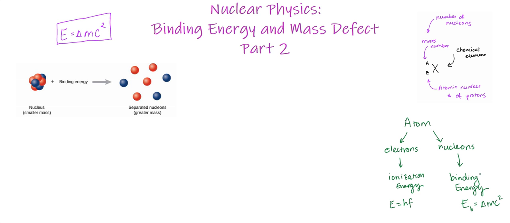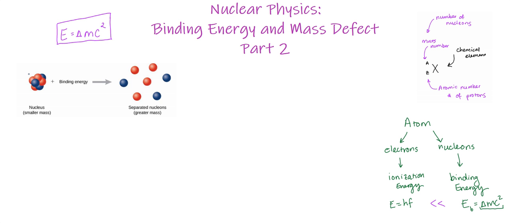And so what we're going to see in this video is how you can actually calculate the binding energy, and why it has something to do with the mass. Another thing we'll notice is that the binding energy of nucleons is much greater than the electron ionization energy, although some of those can be pretty large too.